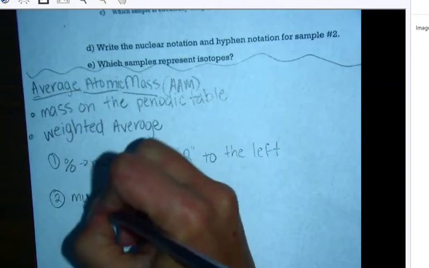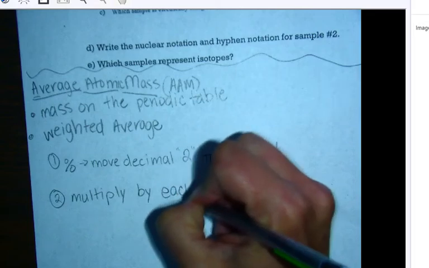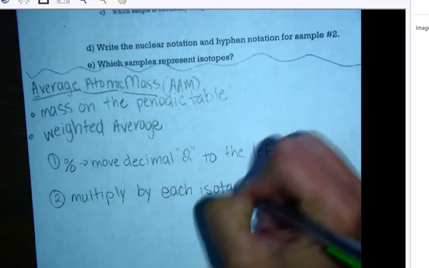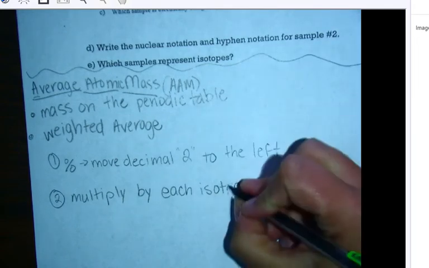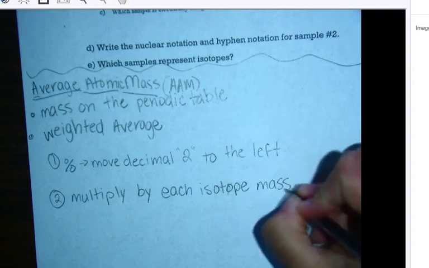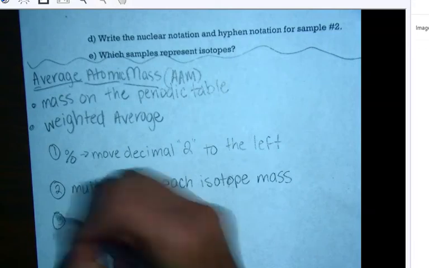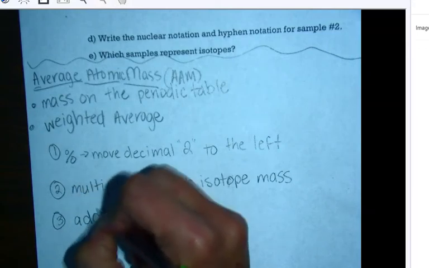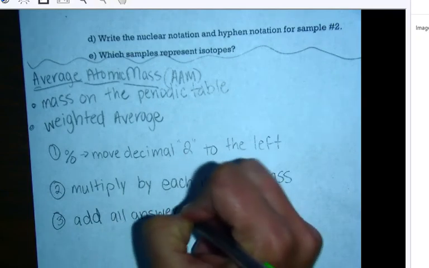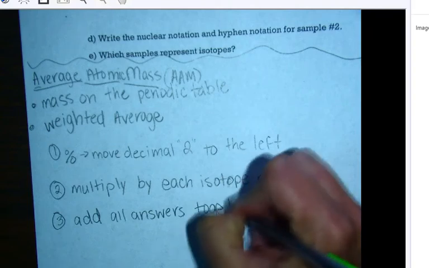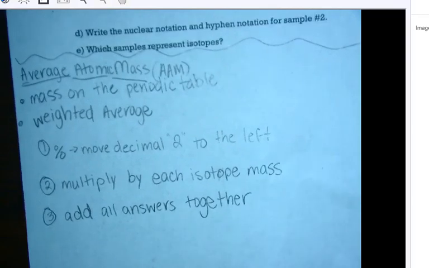Second, you're going to multiply by each isotope mass. I said isotape, did not mean that. Isotope mass. Okay? The last step, you're going to take all those answers and add them together. Add all answers together.